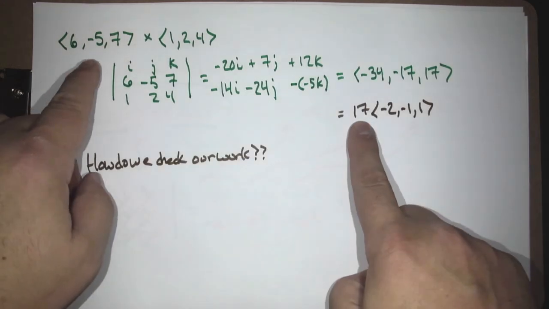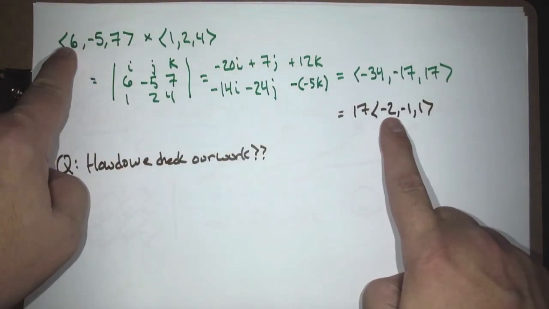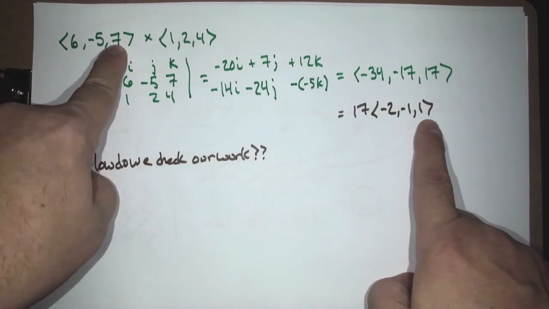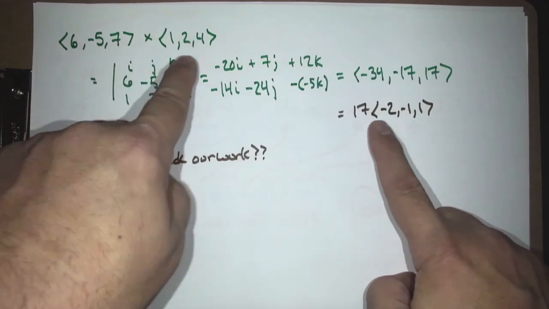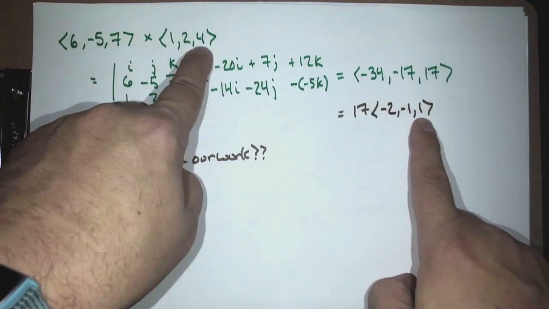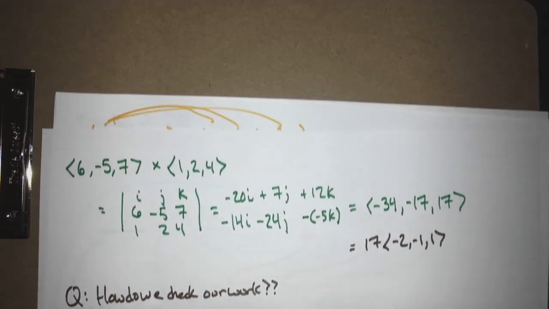Now, we don't need to worry about the 17 when we were checking the dot product to be 0. So, minus 12 plus 5 plus 7 is 0. Good news. Minus 2 plus 4 is 0. All right. Good. We know how to take our cross products and check our work. Okay. You should do one.